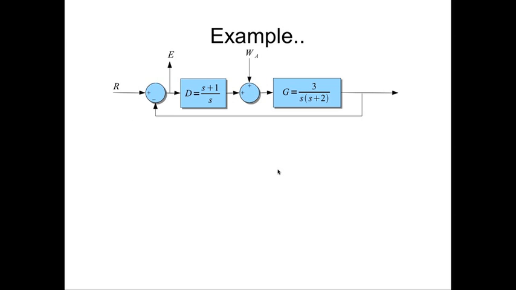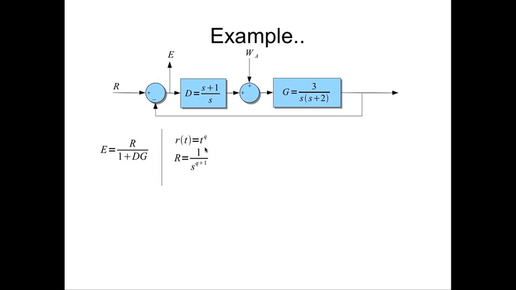Now let's look at an example here. This is your control system. R is the reference input. You're looking at steady state errors, therefore you need the error. WA is the disturbance input, that's the actuator disturbance. The error signal in terms of the reference input is this. You've derived this many times.